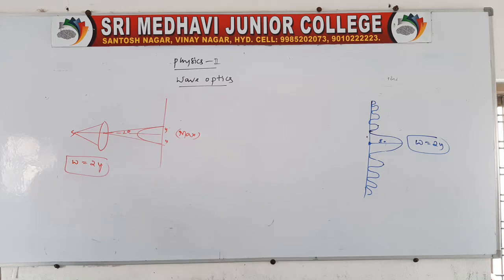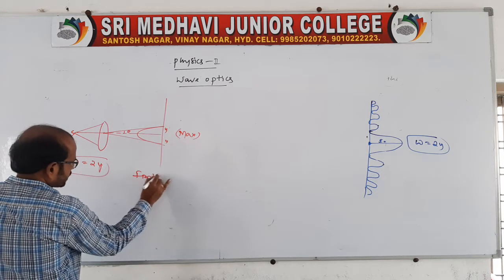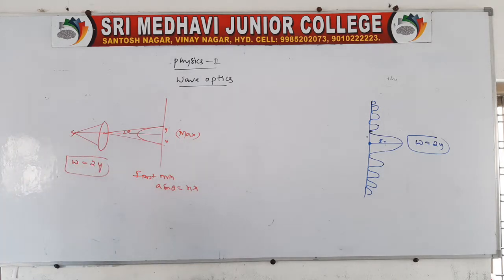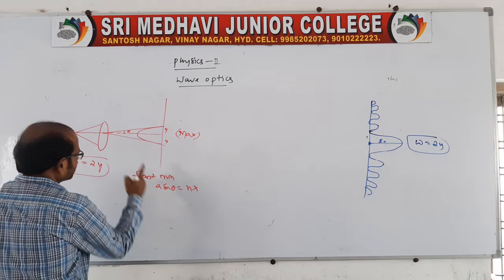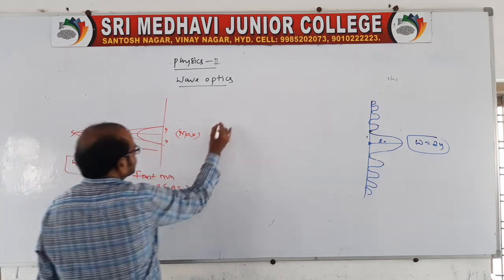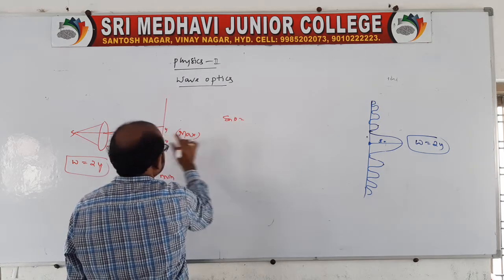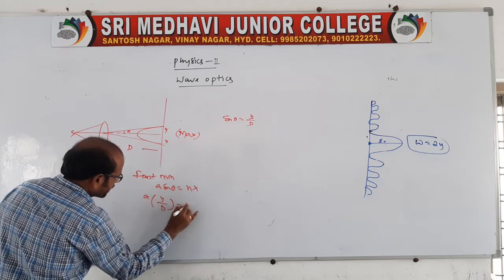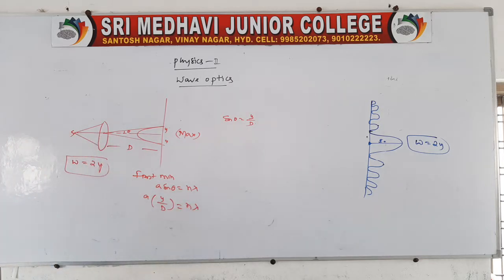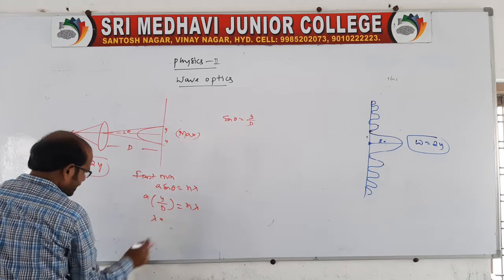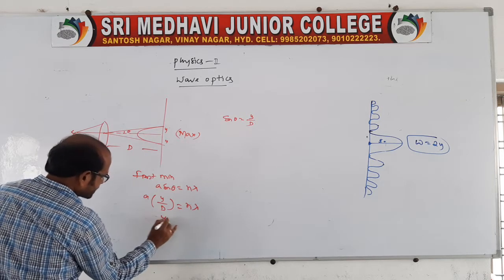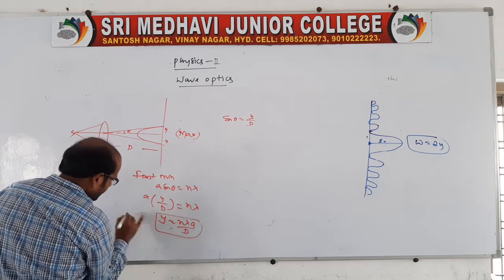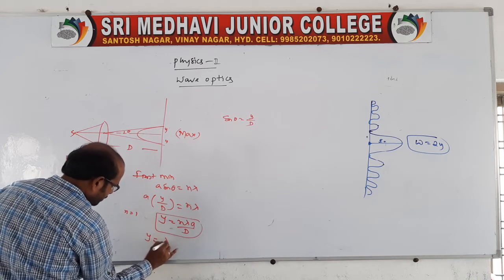From this, for the first minima, you write here for the first minima. Of course, we know the minima condition: a sin theta is equal to n lambda. Then you take here a sin theta, from this the distance is D. Therefore sin theta is equal to opposite by D, that is y by D. Then you write a into y by D is equal to n lambda. Therefore y is equal to, cross multiplying, n lambda D by a. If you take n equal to 1, then y is equal to lambda D by a.